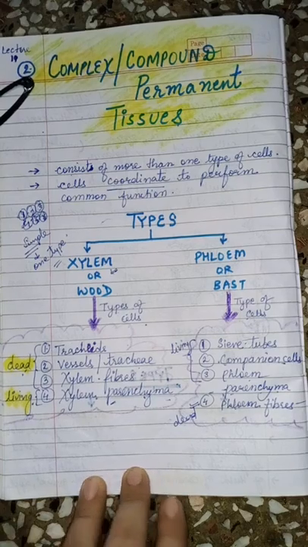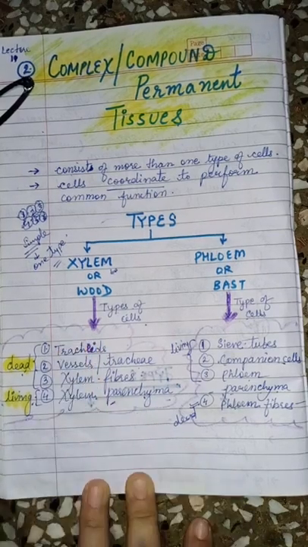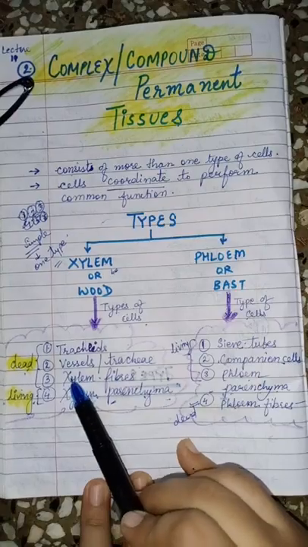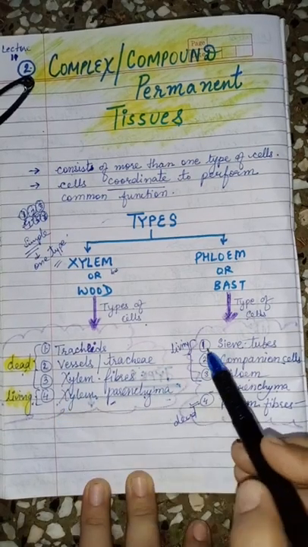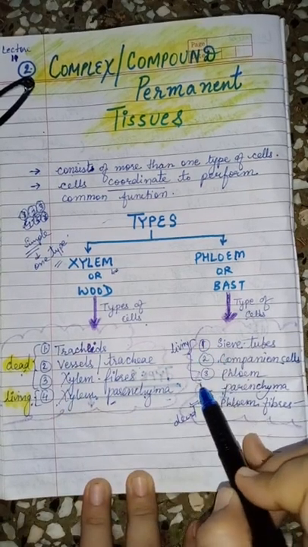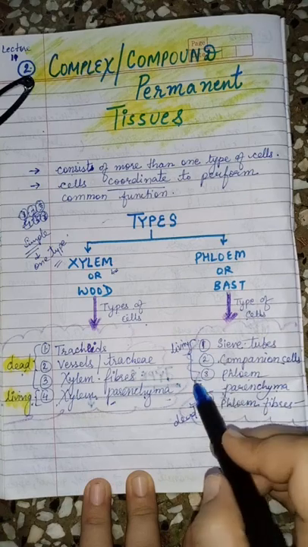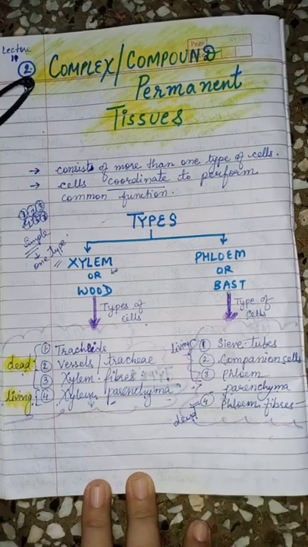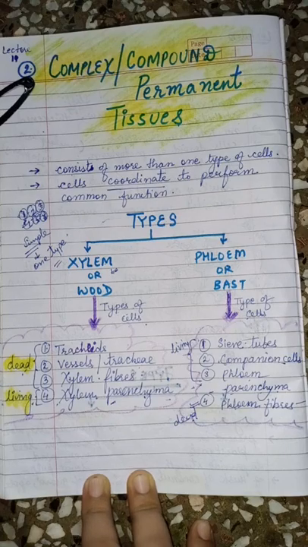Understand or not? In xylem 3 were dead, 1 living. In case of phloem 3 are living and 1 is dead. So most of the cells of phloem are living and only 1, the fiber, is dead.